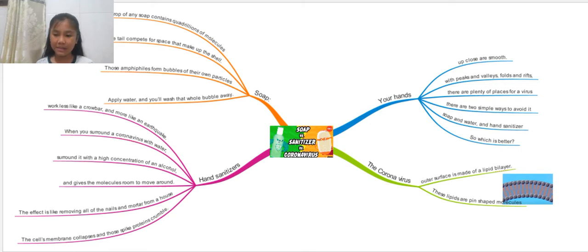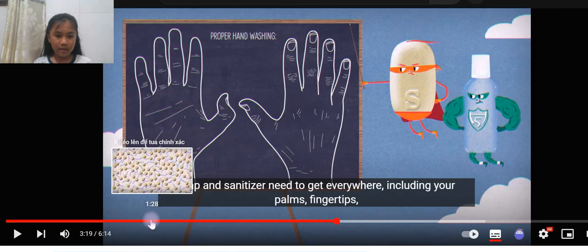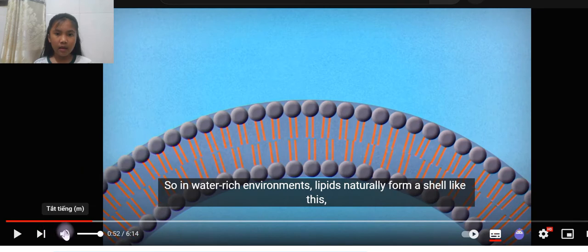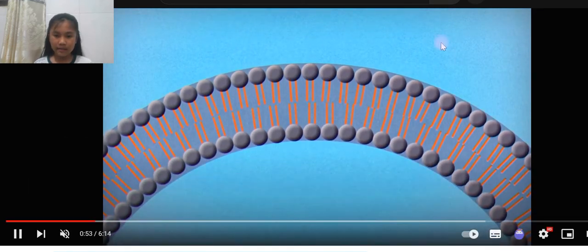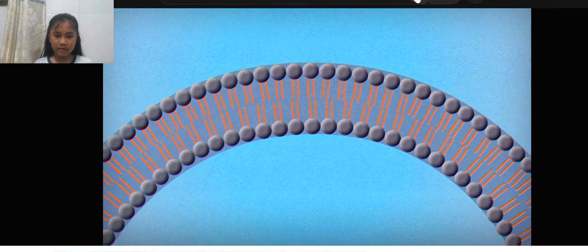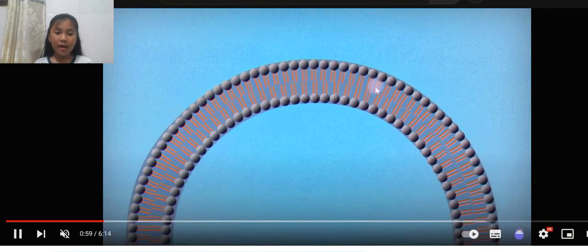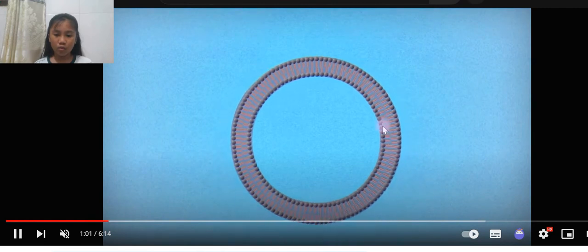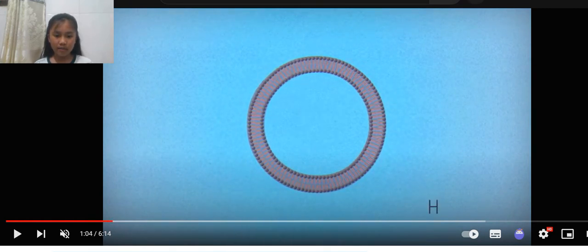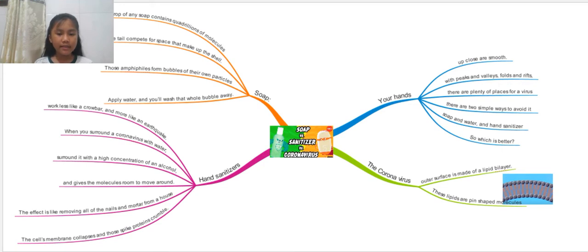The outer surface of it is made of a lipid bilayer. A bilayer is a layer that has two layers. These lipids are pin-shaped molecules, and it looks something like this. It comes up with those molecules like this to make up the coronavirus.